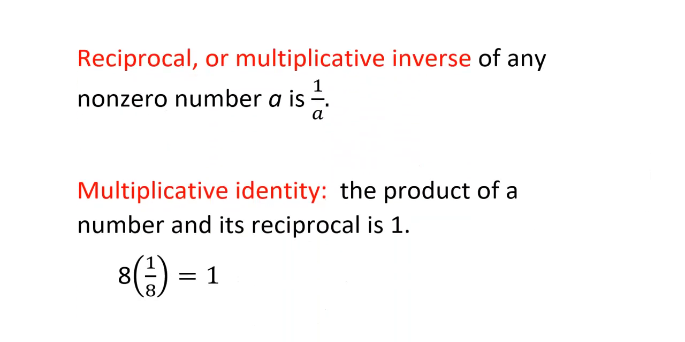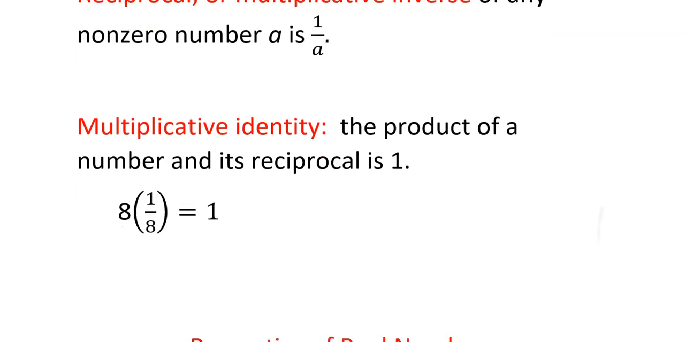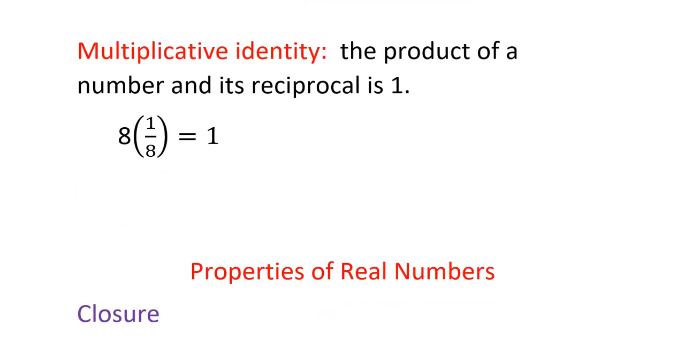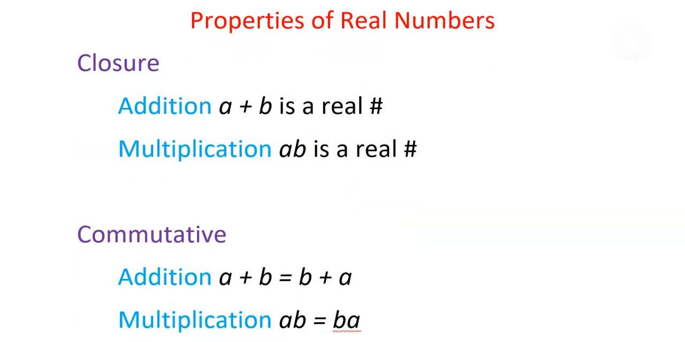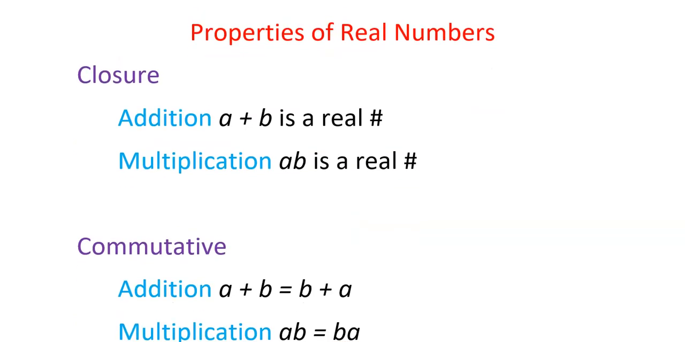A reciprocal or multiplicative inverse of any non-zero number A is 1 over A. And when you multiply the two, you get 1. The product of a number and its reciprocal is 1. This is called a multiplicative identity. And then we go through some properties of real numbers. You'll probably want to write these down somewhere, especially if you have to come up with which step you're talking about.